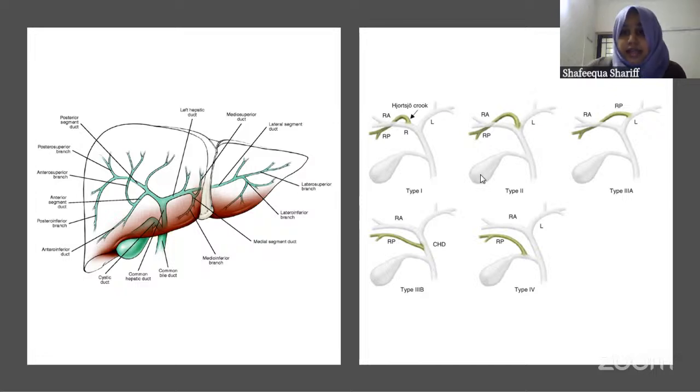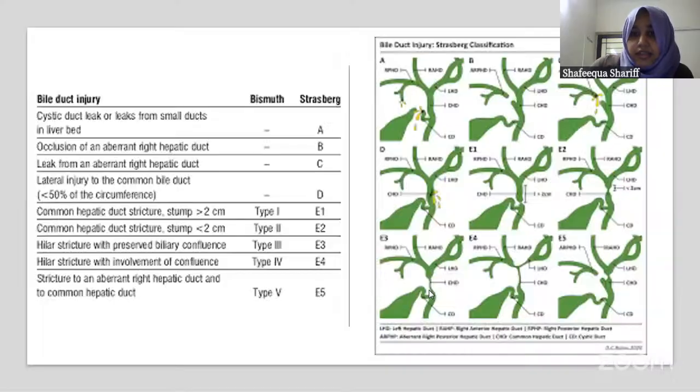So the question was basically, why is there a leak and from where is it? These are the anatomical aberrations of the right posterior sectoral duct. These are the different anatomical variations. We have 2 classifications: Bismuth, which is used for stricture classification, and Strasbourg, which is used for injury classification. Whenever there's a leak from only the small ducts in the liver bed, that is called type A. When there is an occlusion of the aberrant right hepatic duct, that is type B. Our question was asking about a leak from the aberrant right hepatic duct. So the answer is type C.